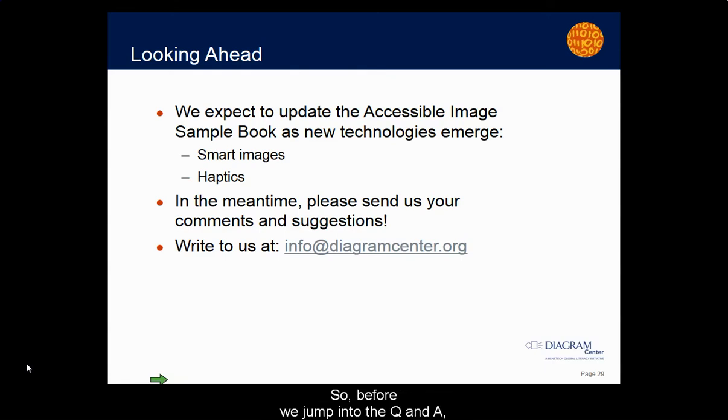Before we jump into the Q&A, and thank you for all these fantastic questions that are coming in, I just want to say a word about the future of this book. The authors have just gone over the 7 samples that are there now that you can have and hold and, I hope, use. But we expect to update this sample book as new technologies emerge, and we know they are emerging from the research projects that are going on here at Diagram on haptics, interactive widgets, and a lot more. There's a lot of exciting stuff coming down the road.